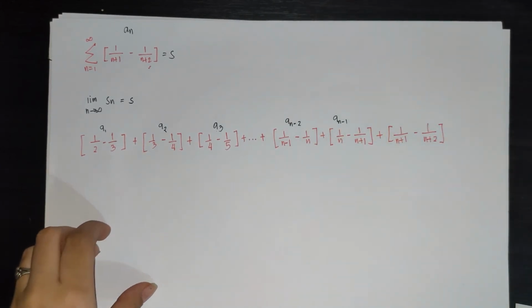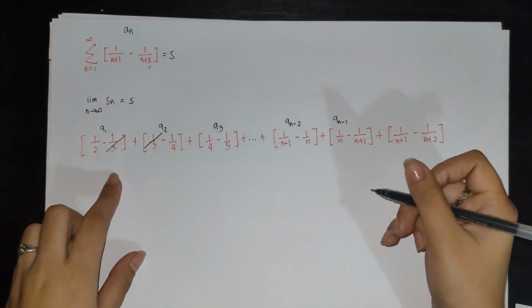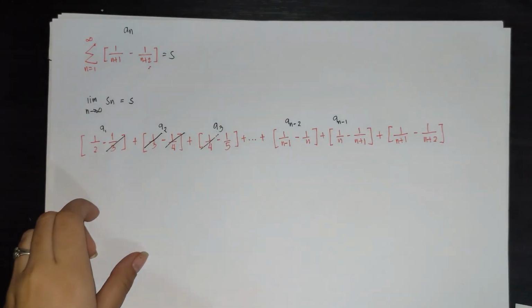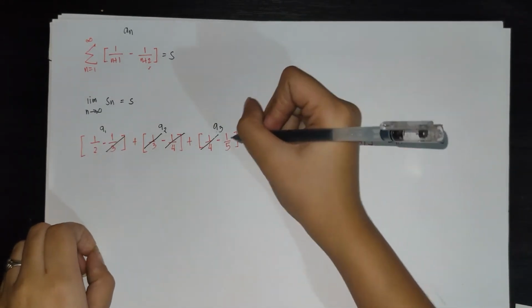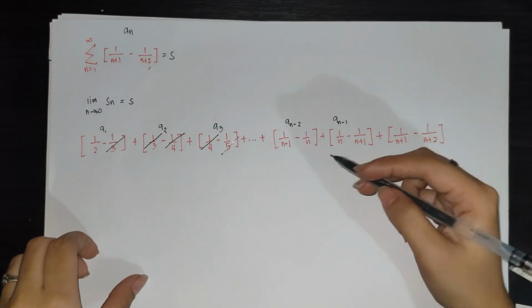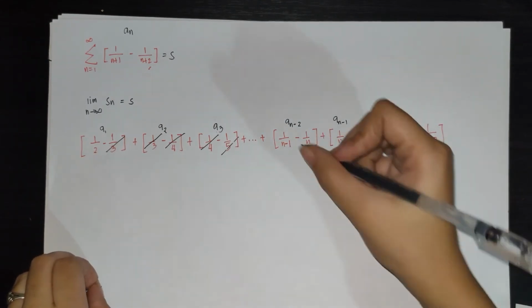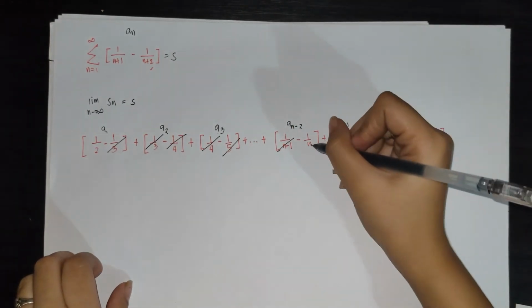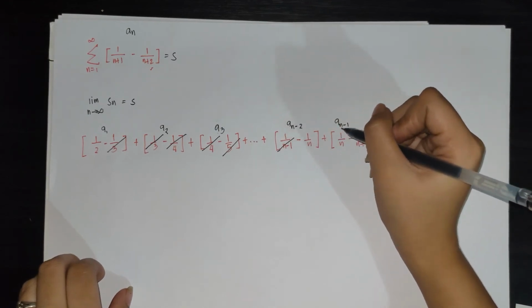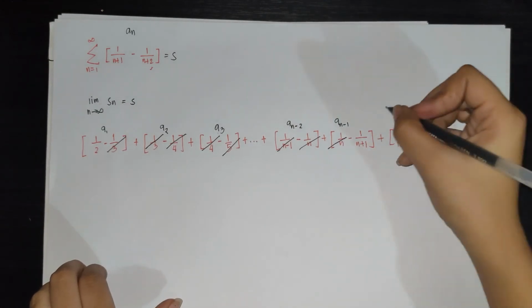So notice that these two cancel, and then these two cancel, and negative 1/5 will cancel something in the series, and then 1 over n minus 1 will cancel something else, and then negative 1 over n and 1 over n will cancel, and these two cancel.